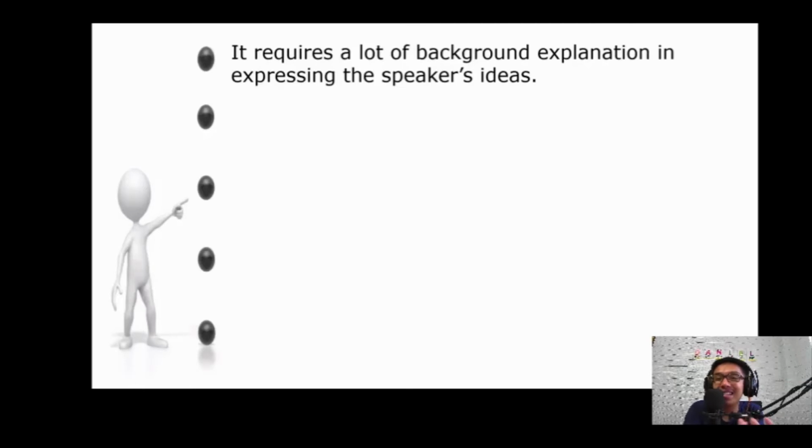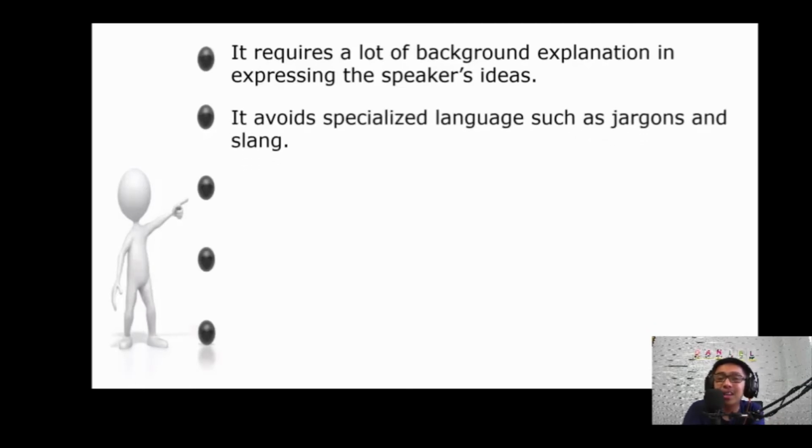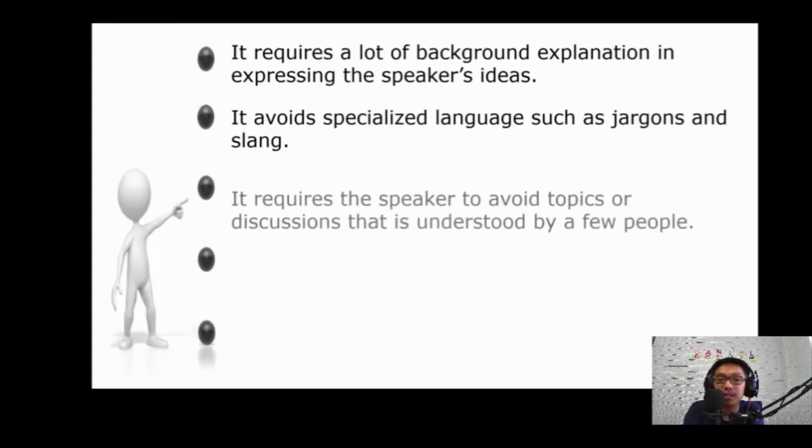So, you need to explain everything. Okay, you have to be clear. Next, this type of communication avoids specialized language such as jargons and slang. Yes, you need to avoid jargons and slang because these jargons are not understood by all people, and even slang. So, as much as possible, you need to use formal language for public communication.